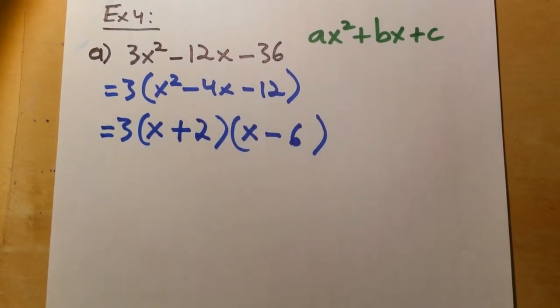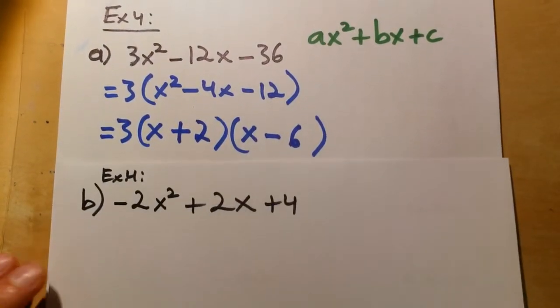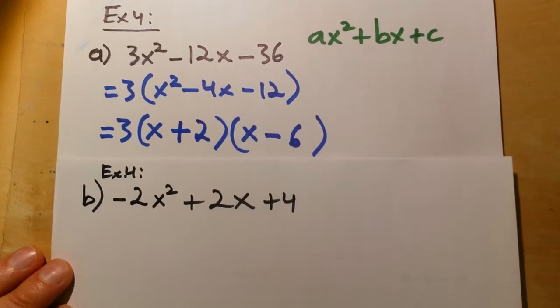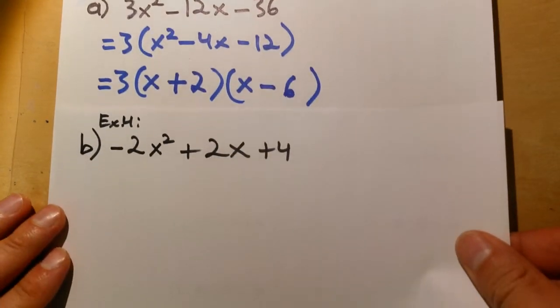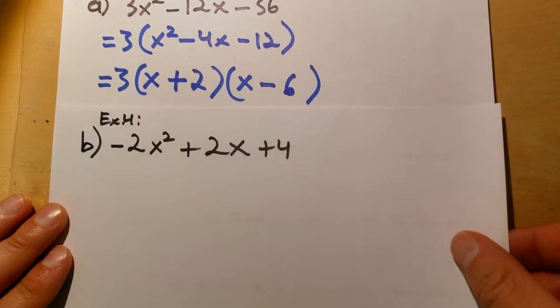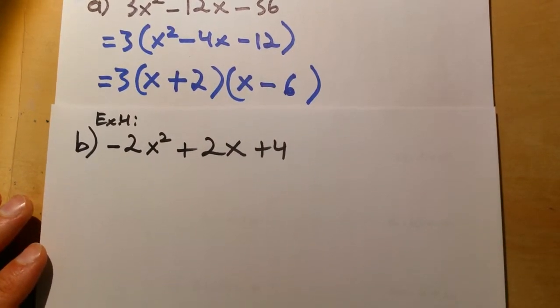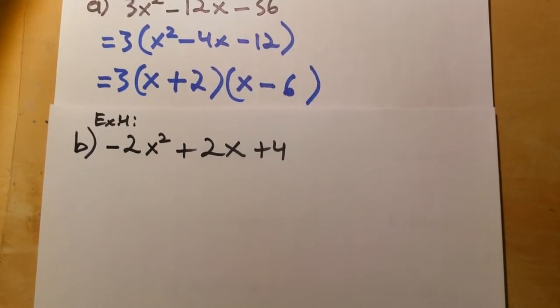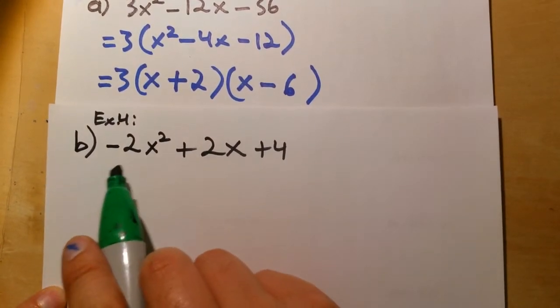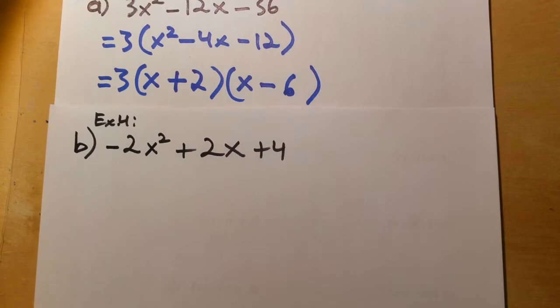Let's look at one more example here. Same thing. We have negative 2x squared plus 2x plus 4. Is this a simple trinomial or a complex trinomial? Well, it's a complex trinomial. But first, let's find out, is there a common factor among all these three terms? Yes. Some people may say 2, but we can make our life easier.